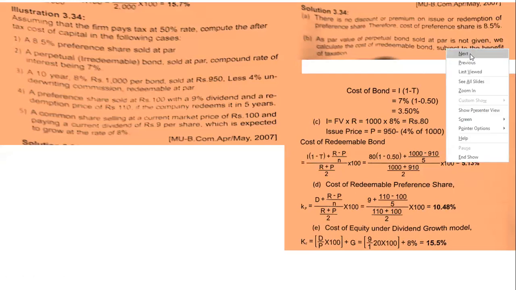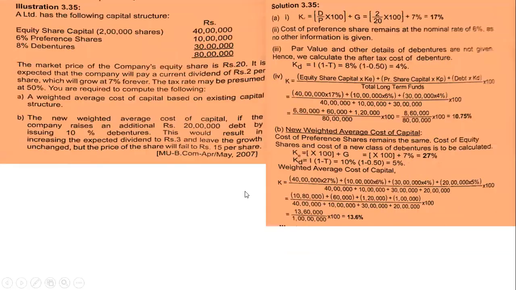Now this is about the solution. We'll consider another problem for discussion. Now this problem is like this. A Limited has the following capital structure: equity share capital of 2 lakh equity shares, total value is 40 lakhs; 6% preference shares, total value is 10 lakh; and 8% debentures, total value is 30 lakh; and the total capital is 80 lakh.